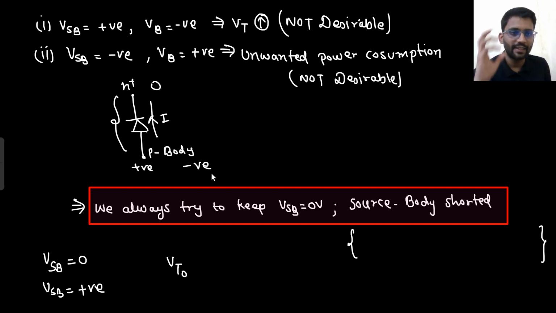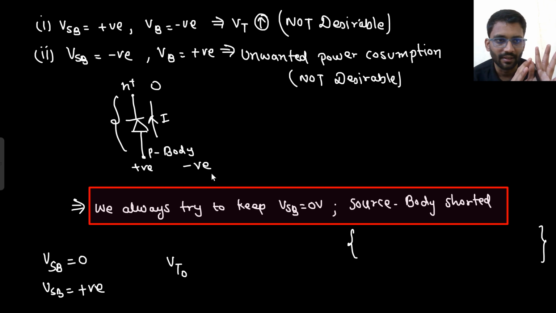If I am designing an IC, what will be my first target? My first target will be source and body should be shorted. If I am not able to achieve that, my second concern will be the power consumption. VT is increased, that is understandable, but I don't want high power consumption.